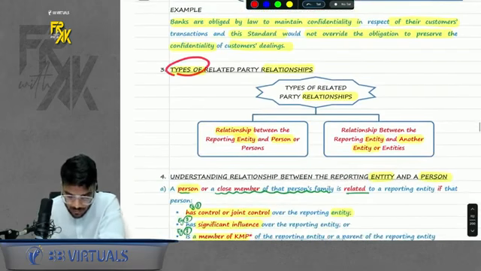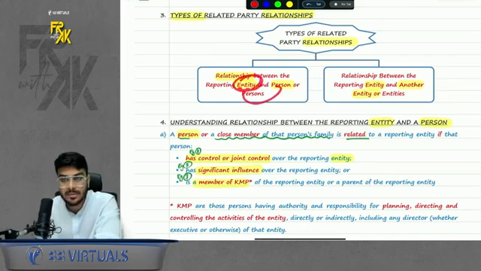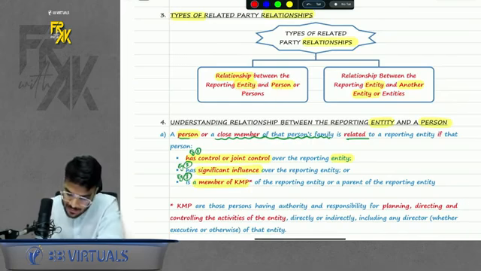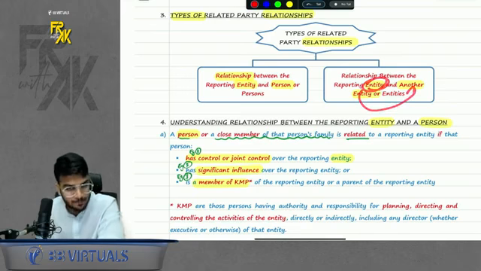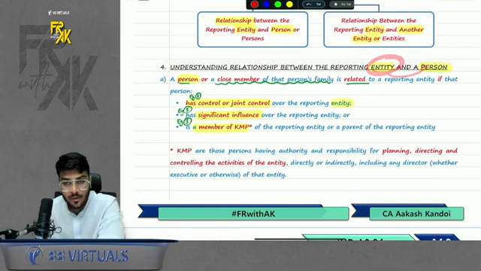Now there are two types of relationship. One, where a relationship is there between an entity and a person. Second, when a relationship is there between an entity and another entity. First, we are discussing the relationship between an entity and a person. When will the company and a person be related?